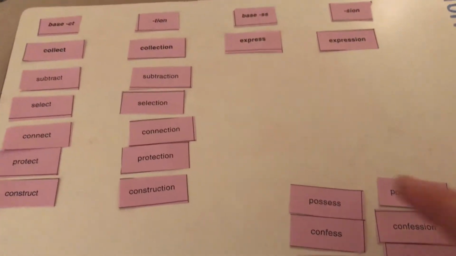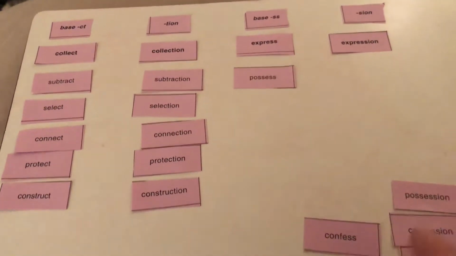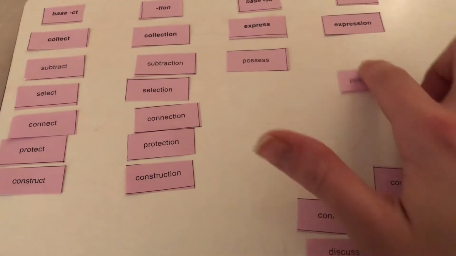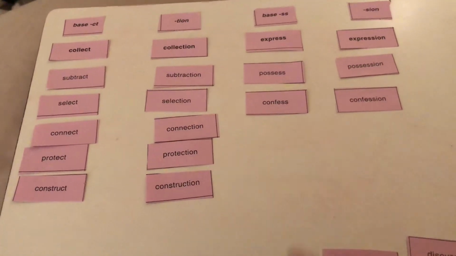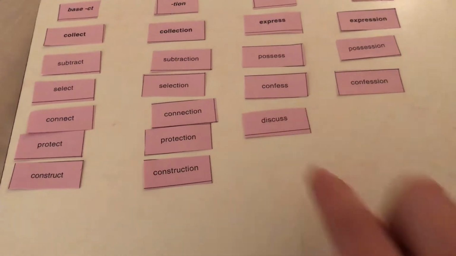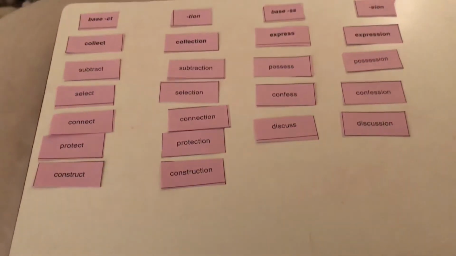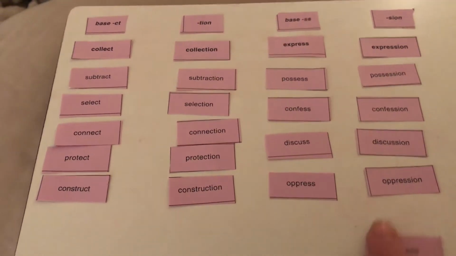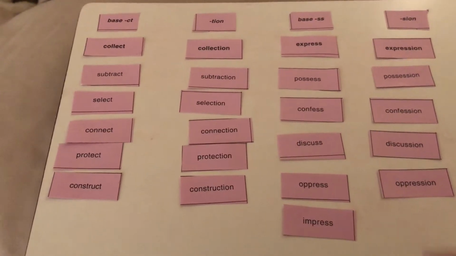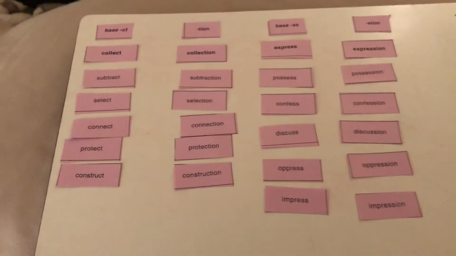All right, then over here we have possess and possession, confess and confession, discuss and discussion, oppress and oppression, impress and impression. So there's your whole sort.